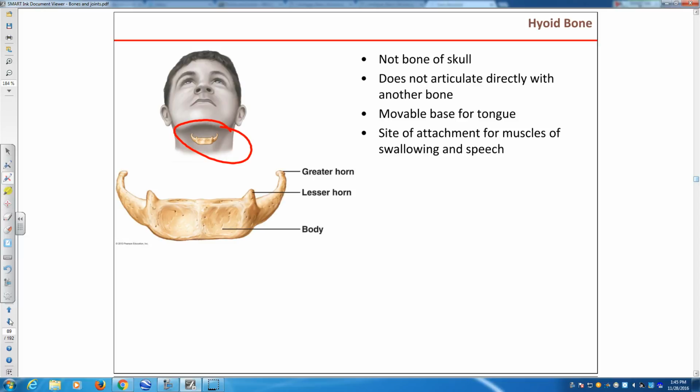Well, it's not a part of the jaw. Its function is completely different. It provides support for the muscles that move the tongue. Speech. Okay? Speech, swallowing, all tongue-related activities are linked to the hyoid bone. But it is not articulating with any other bone. It's kind of hanging in there. Okay?